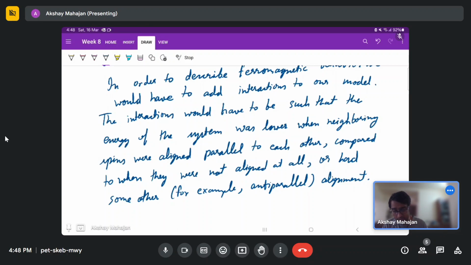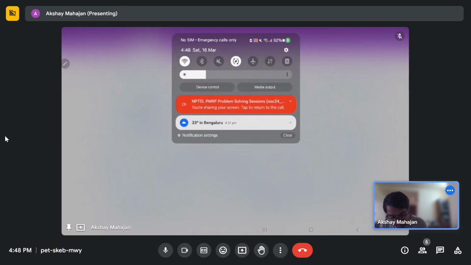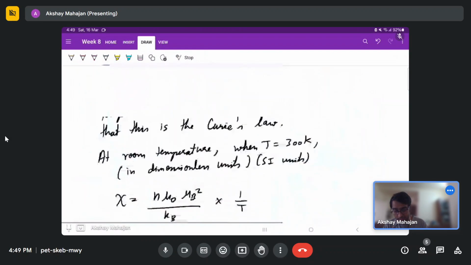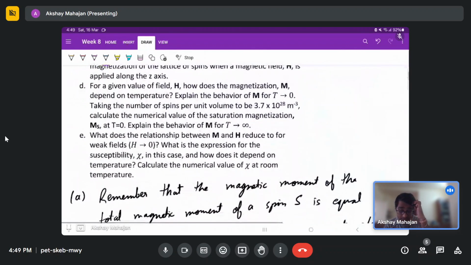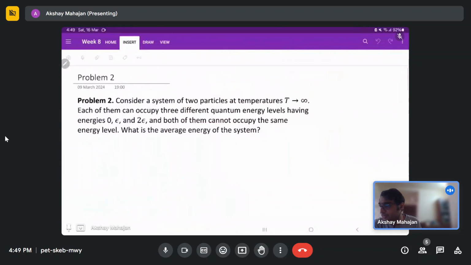So that's how we can make a ferromagnetic system out of these 3D spins, by including certain kinds of interactions which favor the parallel alignment of neighboring spins. Alright, so this was our problem number 1. So let's go to problem number 2.